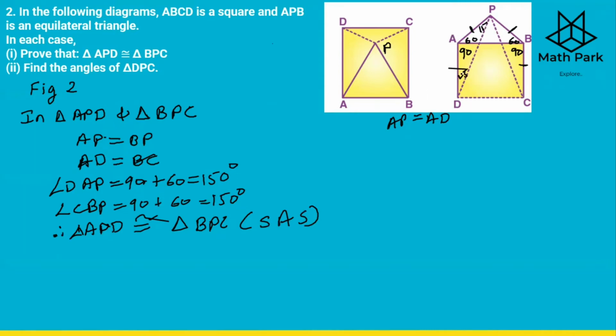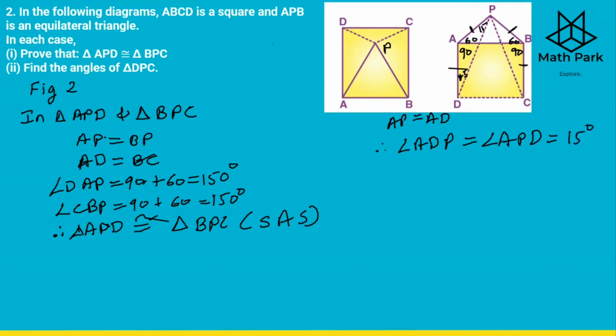Okay. So because this becomes an isosceles triangle, these two sides are equal. So AP is equal to AD. Therefore, you get angle ADP is equal to angle APD is equal to 15 degrees. Did you understand how we got this 15 degrees?